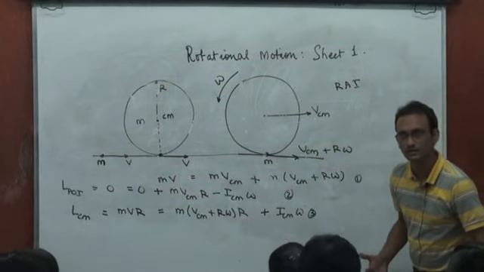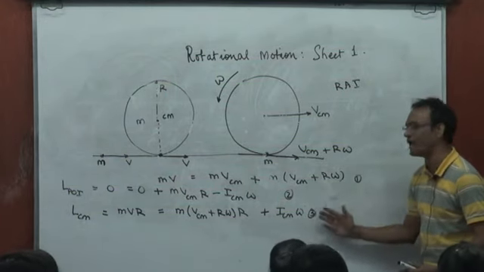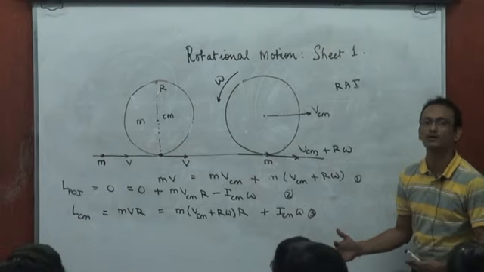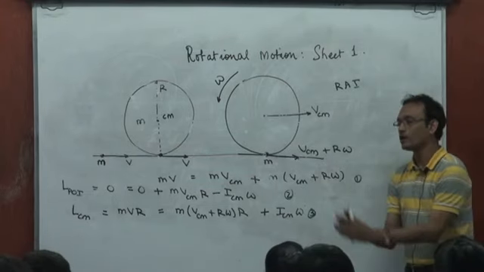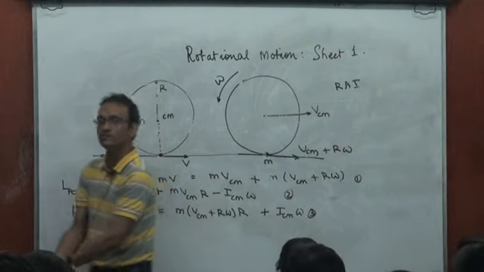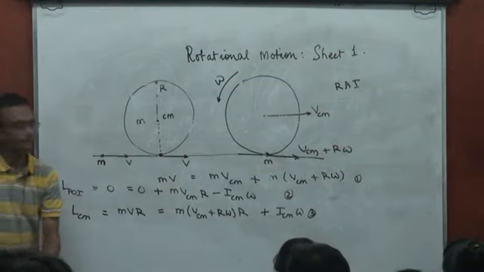Are you there with me on this? So either use 1 and 2 or use 1 and 3 to solve for omega. You arrive at the same value of omega. So do you understand the physics involved in the problem? Okay.